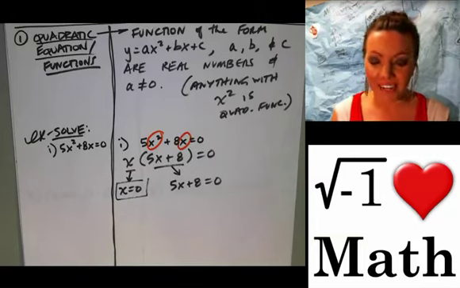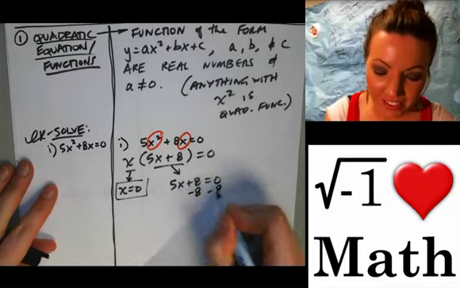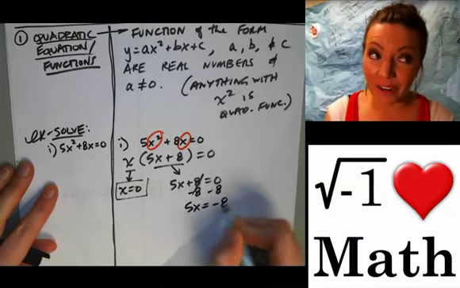Okay, now what? Deanna. Now we subtract 8 from both sides. Oh, you guys. Then what? Yes, give it up for Deanna.